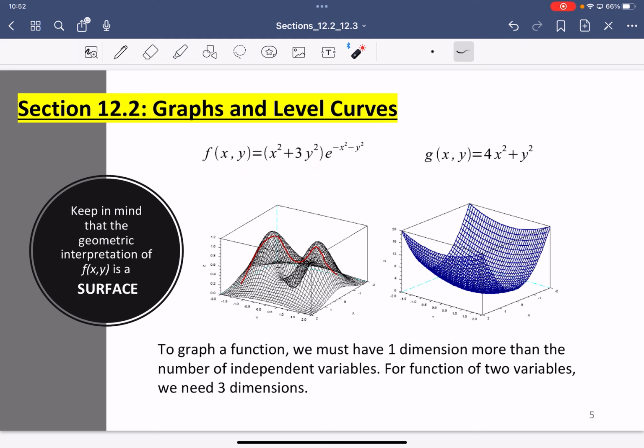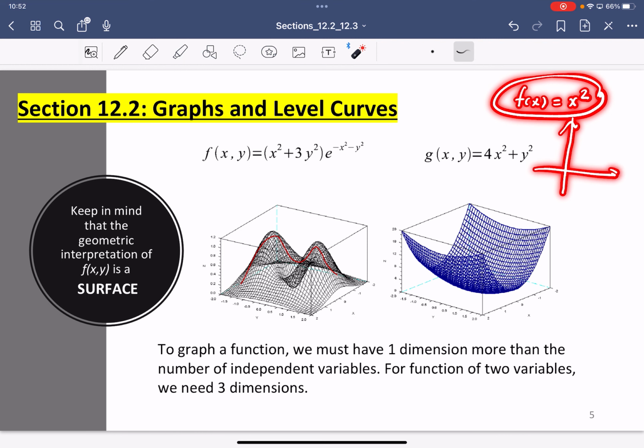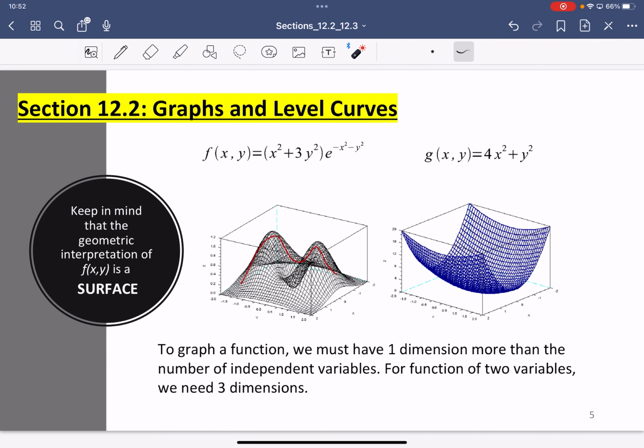Because in 1 dimension, when you graph f of x equal to x squared, you graph it using the axes x and y. So you can see this is the graph on the plane. But when you have 2 variables x and y, you need another axis. So it's going to be x, y, and z in 3 dimensions. Usually we use a computer to graph it in real life, but sometimes you can graph it by hand. We're going to learn in a few minutes how to graph it by hand, but usually you use a computer.